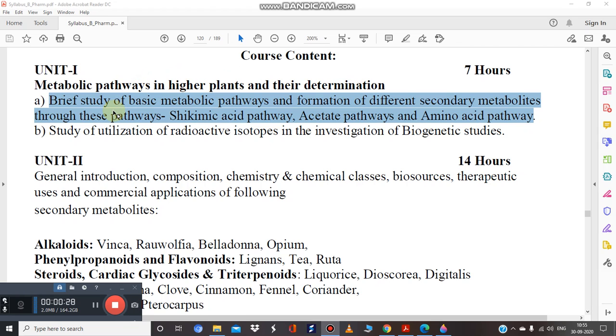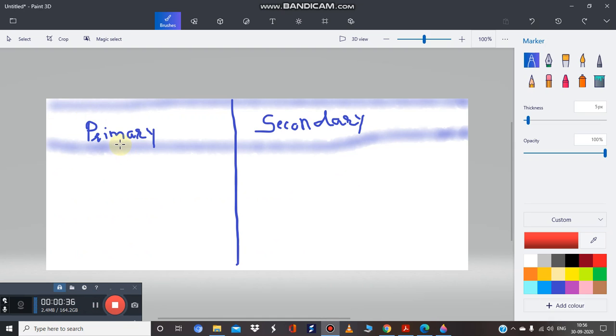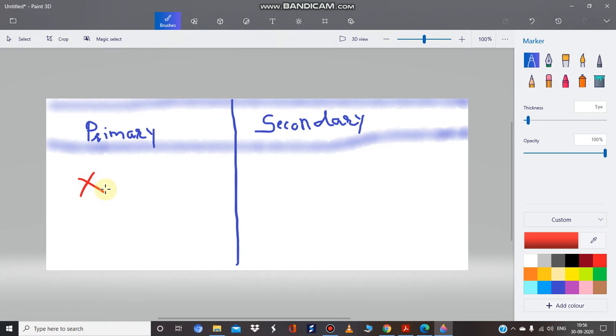I hope you remember about the plant metabolites. Yes, primary and secondary metabolites. So let's recall a bit. As we know, primary metabolites, as the name indicates, are directly involved in the growth, development, and reproduction of the plant, and without them the plant cannot survive. Examples include carbohydrates, proteins, fats, etc.